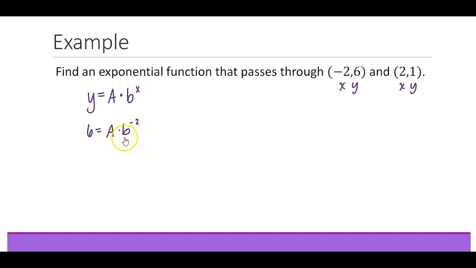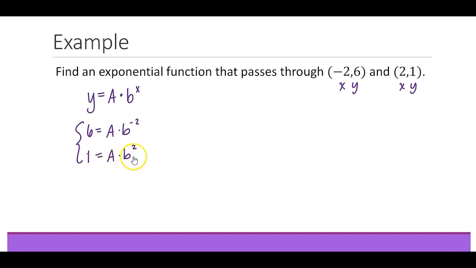I have one equation that involves 2 variables, but I can use the other coordinate point as well. So when y is equal to 1, I have a times b to the +2. So now I have essentially a system of equations. What I can do is solve one of the equations for a particular variable. So I'm going to use the substitution method.